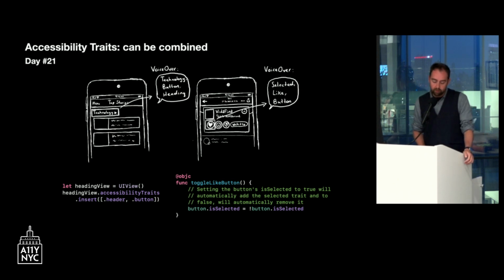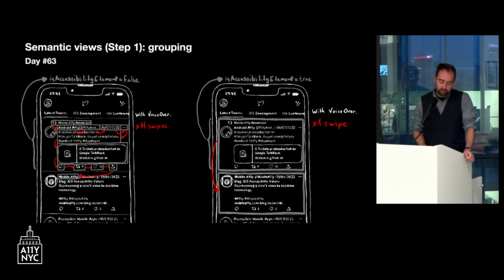And another important thing to know is that accessibility traits can be combined. And you can have a header, for example, that is a button as well, because it's going to open a different screen with more information about that section. Or you can have, like the example said, a button that is selected. So those are two different traits.